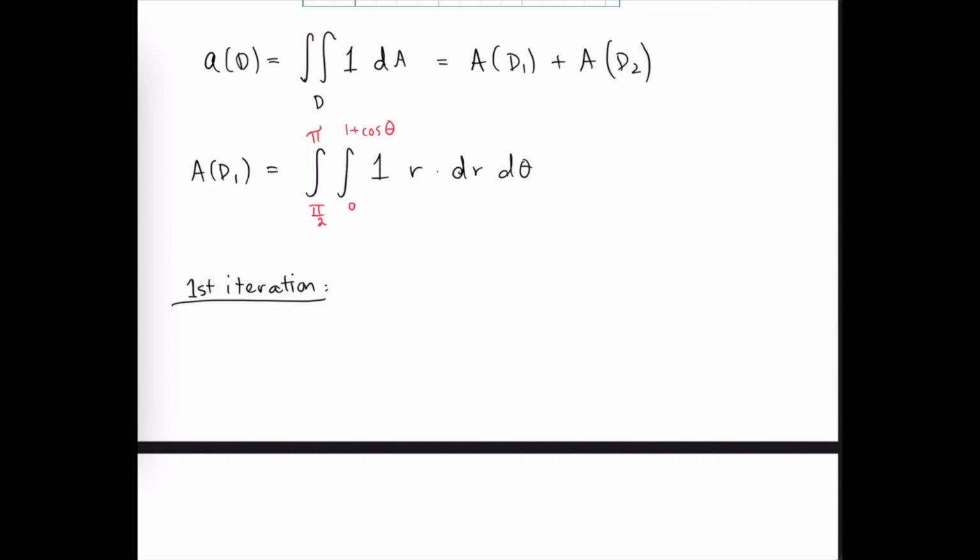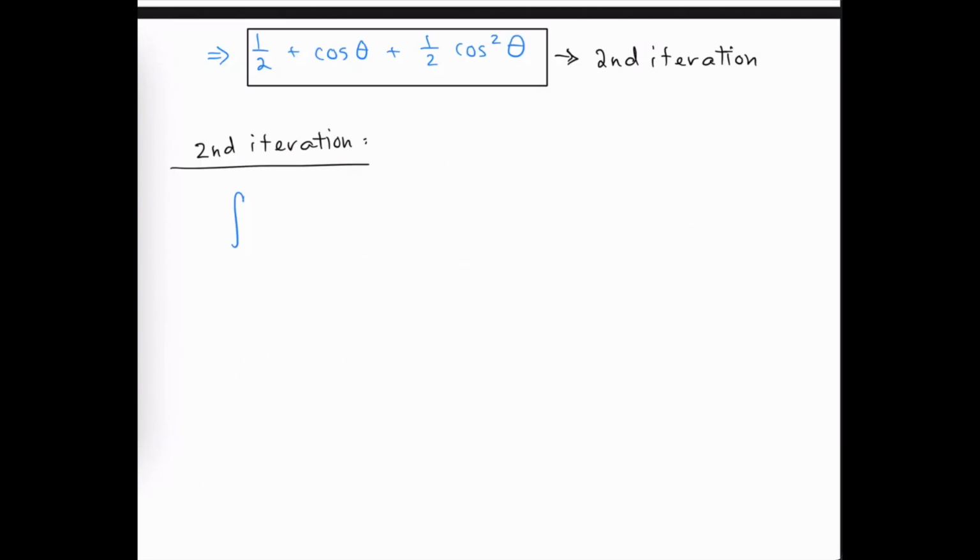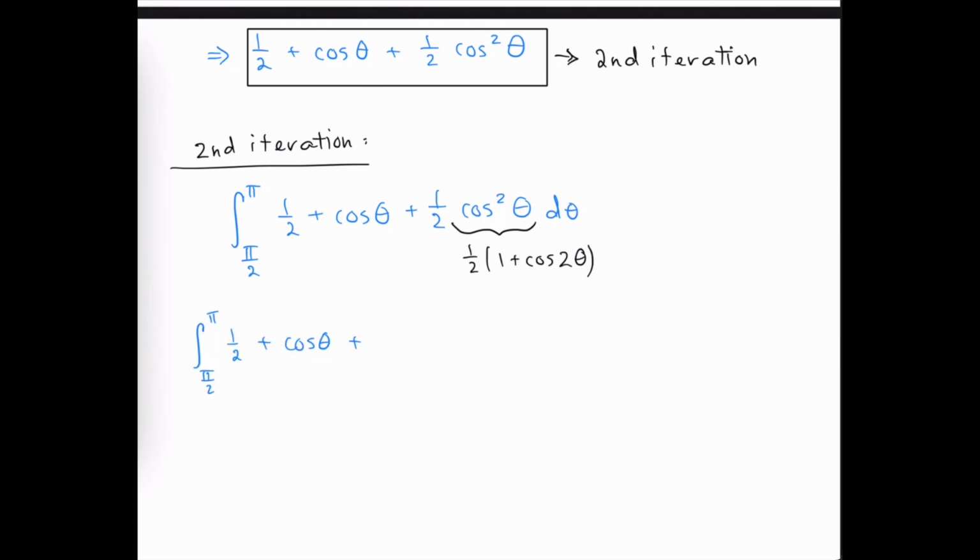Now we're ready to integrate the first iteration, which is the integral from 0 to 1 plus cos theta of r dr. The integral of r is r squared over 2, evaluated from 0 to 1 plus cos theta. We plug in the upper limit of 1 plus cos theta, subtract the lower limit of 0, and simplify to get 1/2 plus cos theta plus 1/2 cos squared theta, which becomes the integrand on the second iteration. The outside integral goes from pi over 2 to pi. To integrate cos squared, we use the identity 1/2 times 1 plus cos 2 theta, so this becomes 1/4 plus 1/4 cos 2 theta.